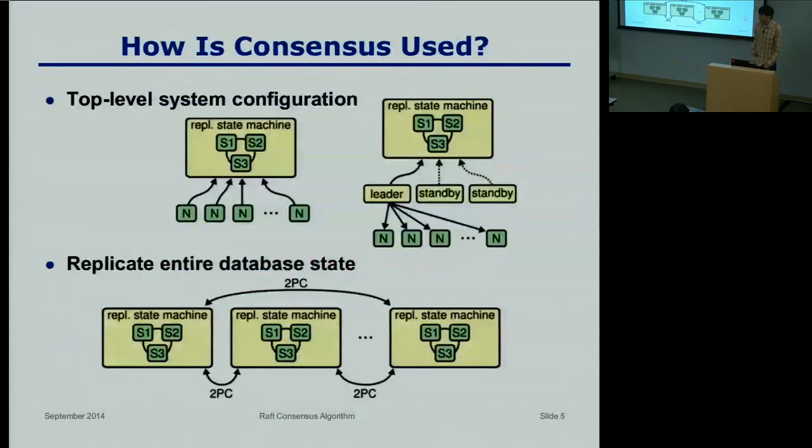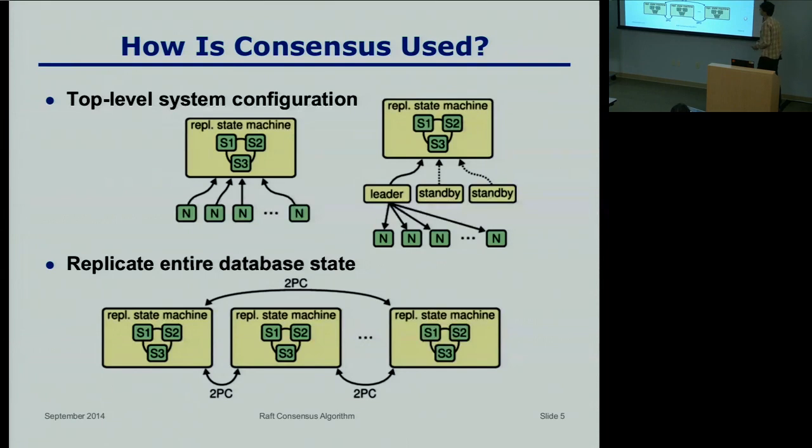So then, how do you use replicated state machines in a real system? Well, there's two categories for this. One would be to manage your top-level system configuration, and the other is to replicate an entire database state. Here in the top-level system configuration, you'll have exactly one replicated state machine, and it might manage things like what servers are in the cluster, what shards of my database each server has, or what part of the namespace each server is in charge of. So on the left, you can imagine a system where most or all of your cluster servers just interact directly with the replicated state machine to communicate. So maybe they're pulling work off of a work queue, and that work queue is the state machine.